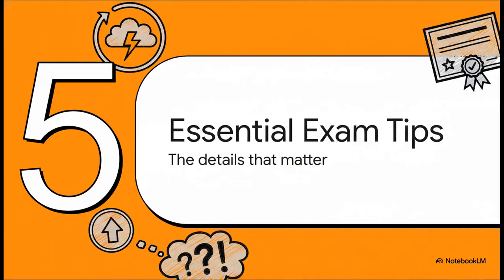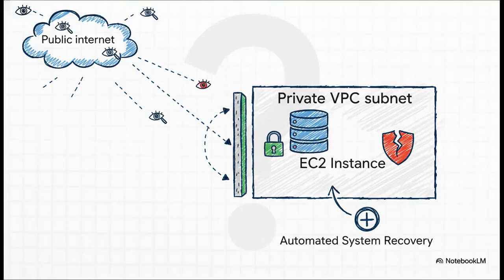Okay, we have totally covered the core concepts. Now, let's lock in two very specific gotchas that pop up all the time on the Solutions Architect exam. You are going to want to commit these to memory. So here's a classic exam scenario for you. You've got a critical database server, it's on an EC2 instance, and it's in a private subnet, no public IP.